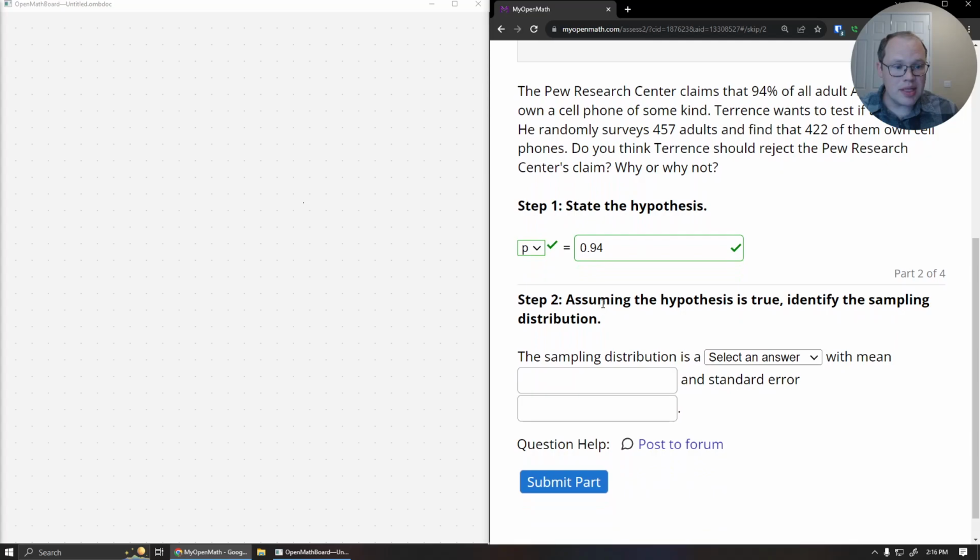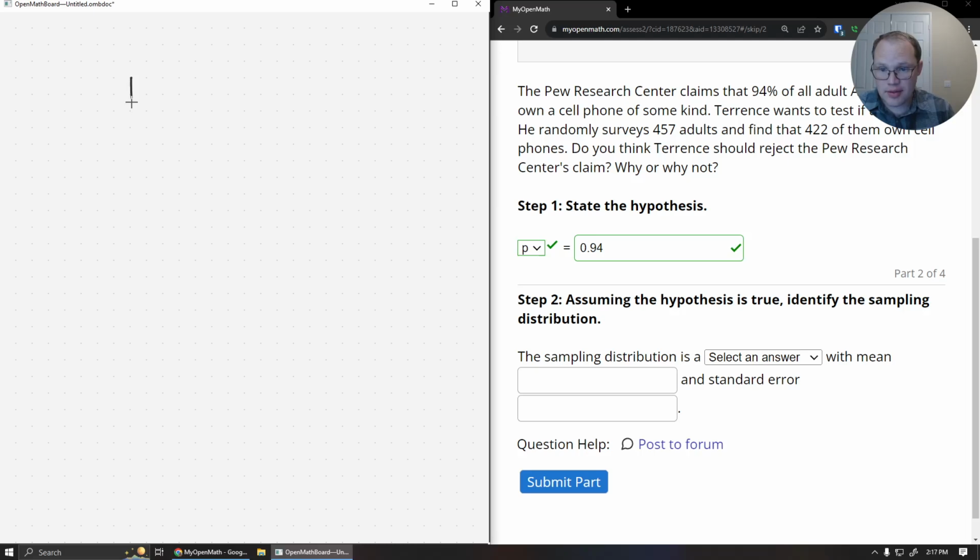So now, assuming the hypothesis is true, we need to identify the sampling distribution. How does this work? Well, our hypothesis is that the population proportion is 0.94. So when we gather our sample, we are interested in the sample proportion. That's the point estimate for the population proportion. How is the sample proportion distributed? Let's look at that sampling distribution.